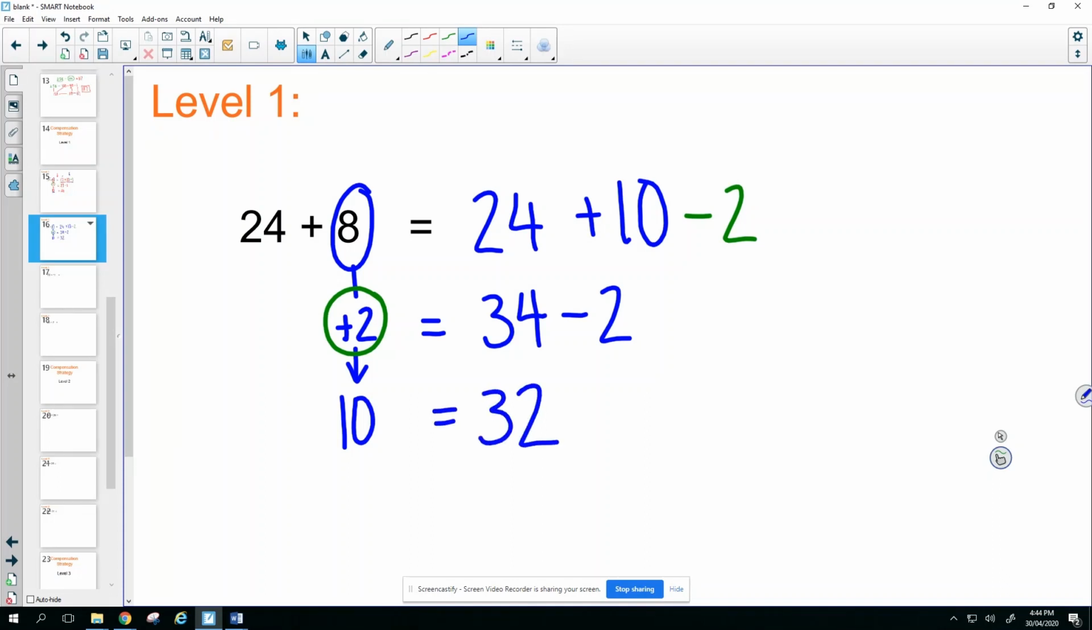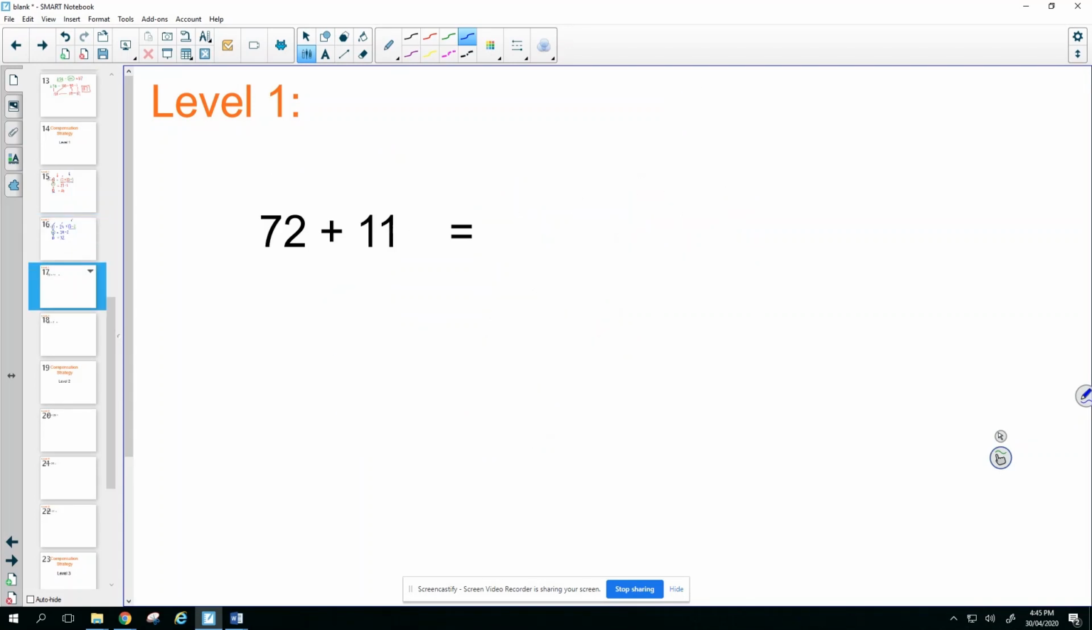So again, I've got my 24 here. I've got my 24. I've got 8 on this side. Have I got 8 here? Yes. 10 take away 2 is 8. I have got 8 on both sides. So I haven't changed what I am aiming for my answer. I've just written it in a different way to help me work it out better. Let's have a look at another one.